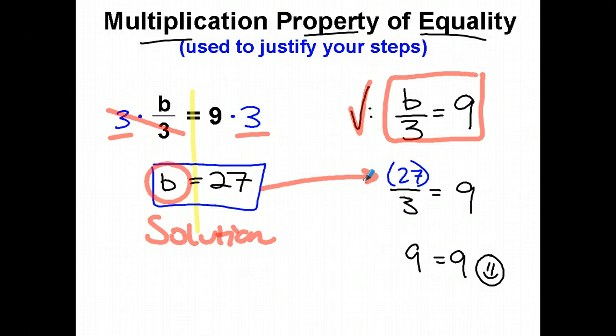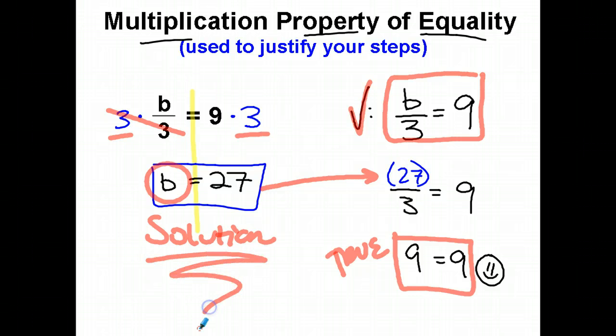And 27 divided by 3 equals 9, which most of us might say, well, I know that that's true, but remember, it's important that we evaluate it to get to our true statement. And if we can say it's true, then what we're really saying is it's true that b equals 27.